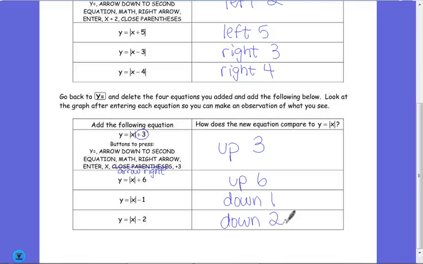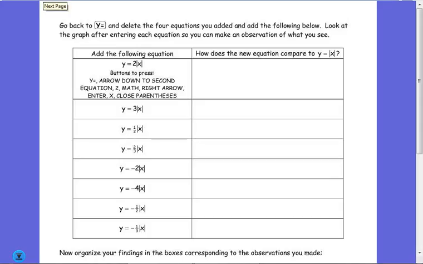Okay, so we have one more set of equations to look at. If you will go ahead and turn the page. It tells us again to go back to y equals and delete those other 4 equations. Remember, we're keeping the black one. And now we're going to add several more equations, and if you notice, the numbers are in front of the absolute value bars this time.